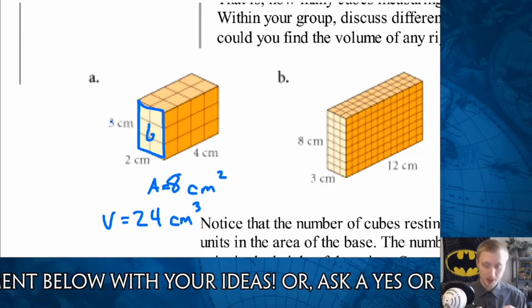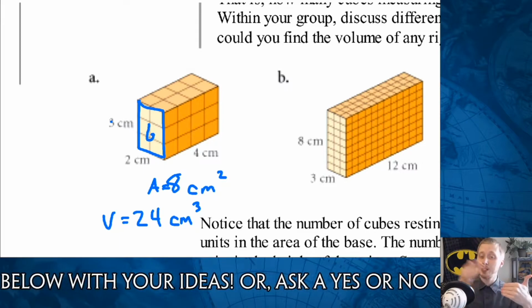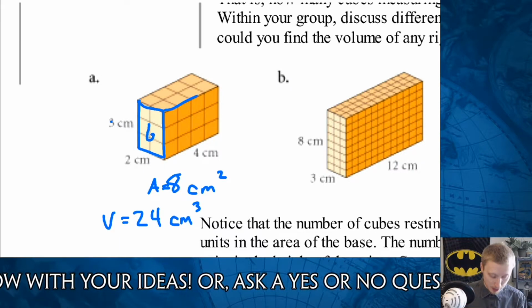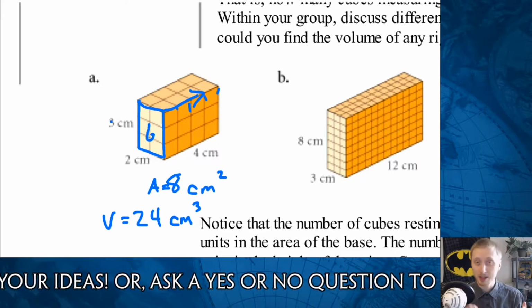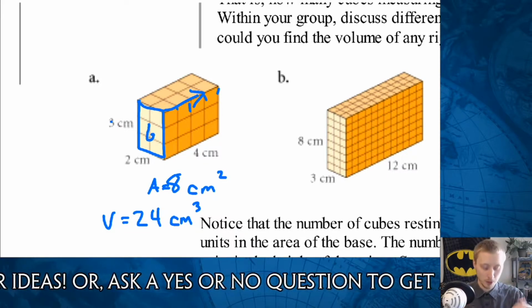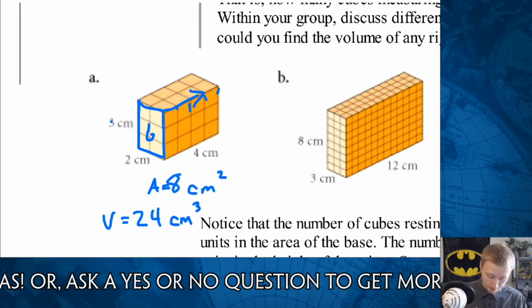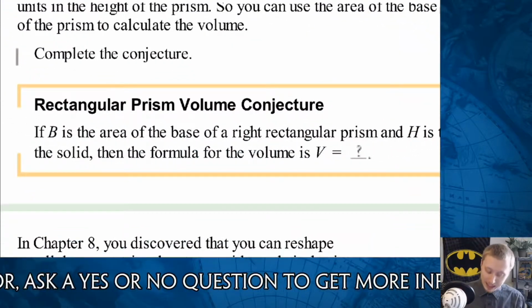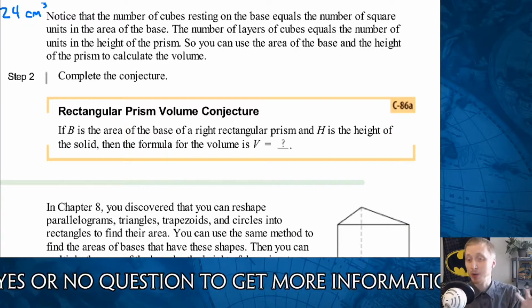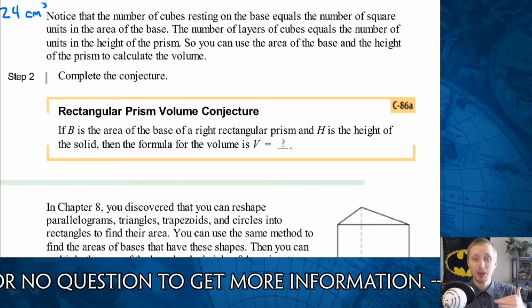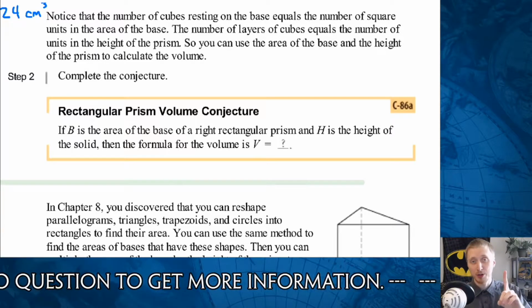That would be 6. Then the question is, how many layers of 6 do we have? In this case, going back in that direction, I have 1, 2, 3, 4. 6 times 4 is 24 again. Works either way. So it doesn't matter how you label everything. It all comes down to take an area, which you already know how to do, multiply by 1 more.